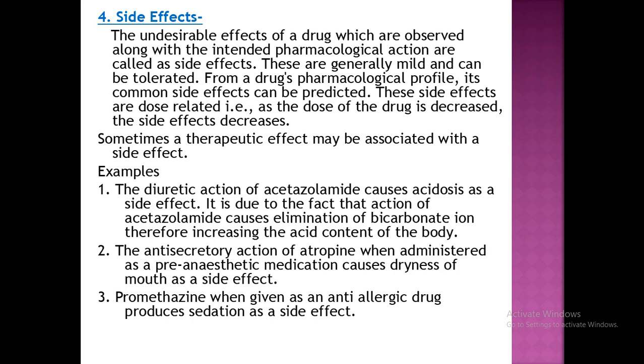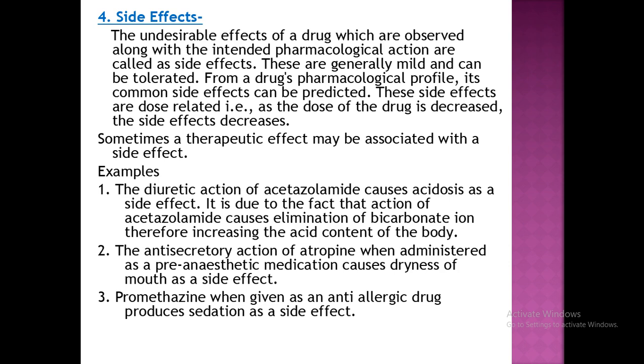Examples are the diuretic action of acetazolamide causes acidosis as a side effect. It is due to the fact that the action of acetazolamide causes elimination of bicarbonate ion, therefore increasing the acid content of the body. So during diuresis, fluids that are accumulated in the body should be eliminated. During this process, acetazolamide eliminates bicarbonate ion, so it leads to increased acid content in the body and it leads to acidosis.